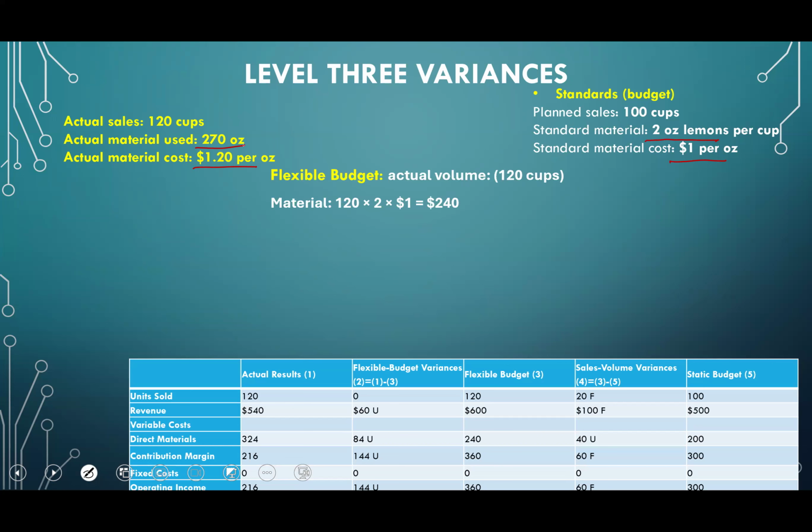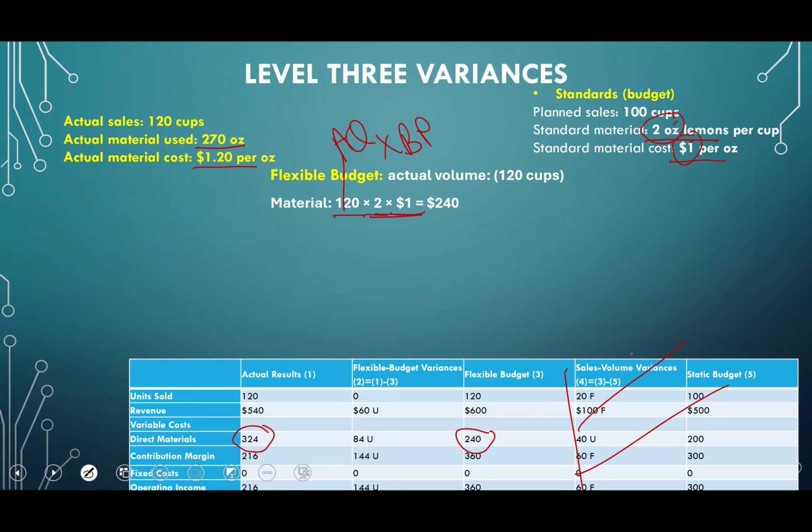I also have the flexible budget number where I borrowed the 120 units for which I should have been allowed two ounces of lemon, which is coming from here, and the standard price of that lemon would have been $1. Once again, I copied the actual quantity from the left side, but I copied the budgeted rates or budgeted prices from the right side, which is what I had originally done in my flexible budget, which is what you see here.